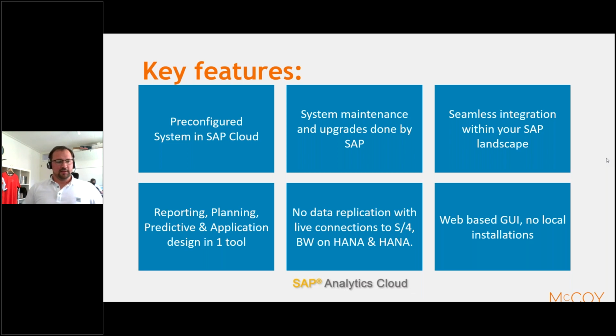The integration, as I said, is quite seamless within your SAP landscape. You can set up your security to leverage your security setup in your HANA system, also the authorization concepts. Well, as I said, there are 4 pillars or 5 pillars, but you have one tool that can do your reporting, your planning, your prediction, and your application design. So no more spread out different applications or systems and servers in your landscape. So you can really have one tool to do it all.